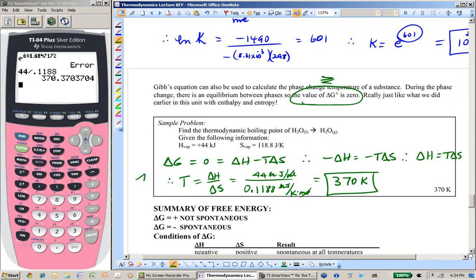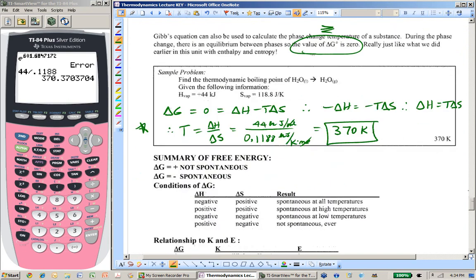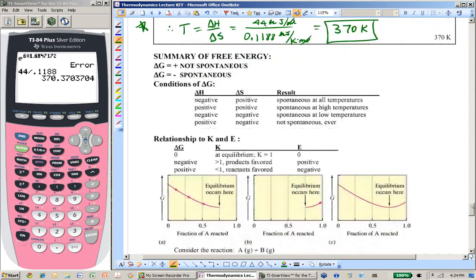And we do this a lot. This is something that's easy to do. At equilibrium is your friend because you know that delta G naught is 0, and then you set the equation so that you can solve for T when your term drops out, basically.